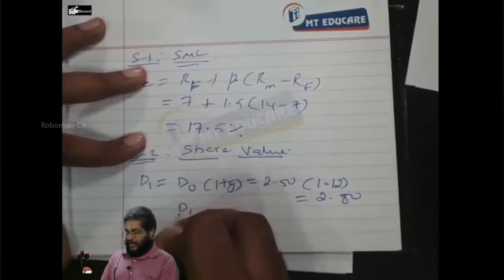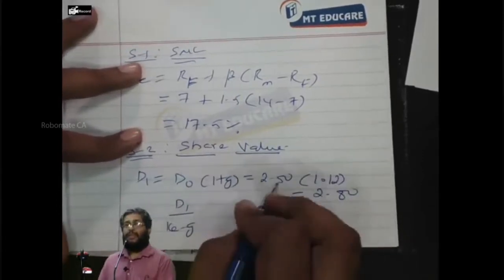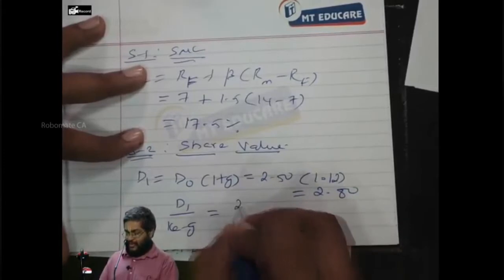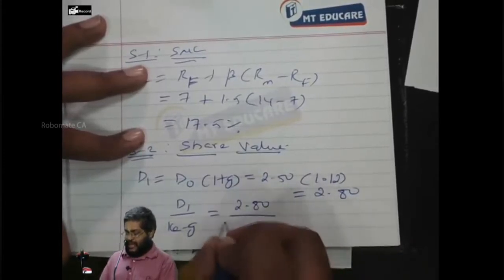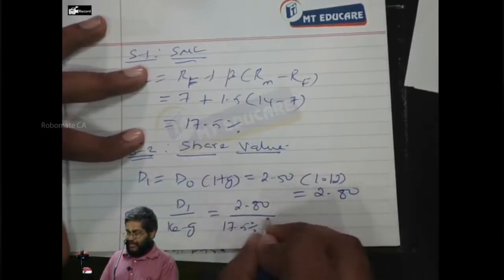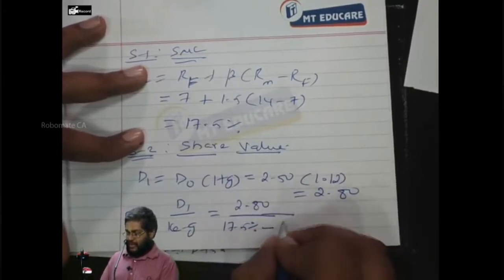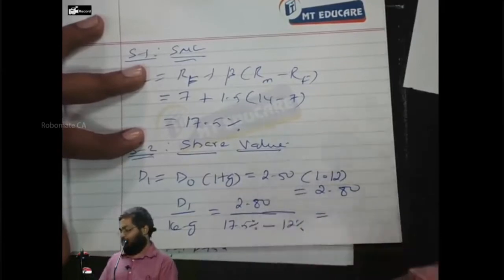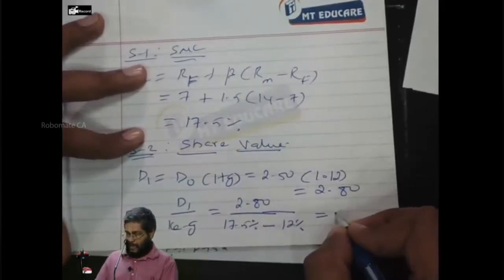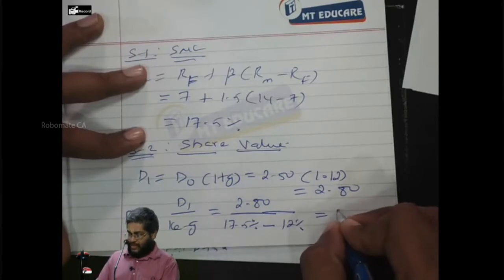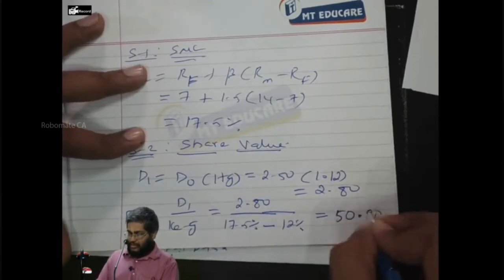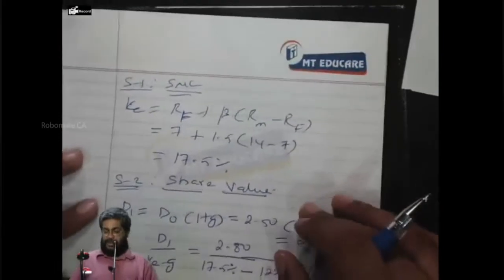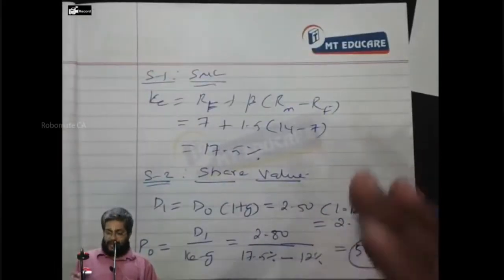P0 is equal to what? D1 by KE minus G. What is D1? 2.80 divided by KE, which is 17.5%, minus the growth rate, 12%. Simply 2.8 by 5.5%. What's the number? 50.90. The share should be trading at how much? 50.9. Respond, yes or no.